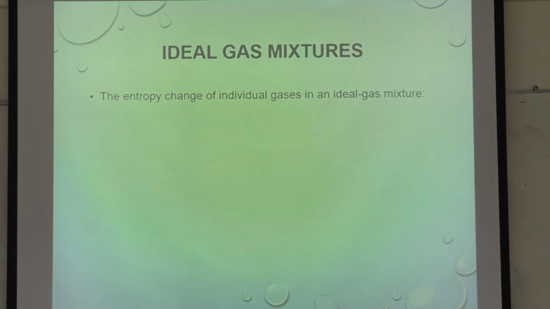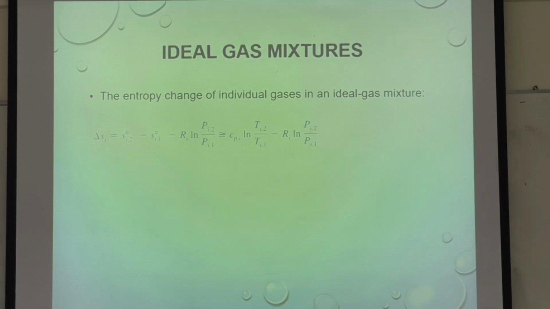Okay, then lastly we look at entropy. This one I'm just showing you. I don't think anyone will remember this equation because I also don't remember. Not sure if you remember, but for entropy we use this equation as well. Delta S equals the difference minus R ln P2 over P1, which is approximately Cp ln T2 over T1 minus R ln P2 over P1. So by then we do have this equation.